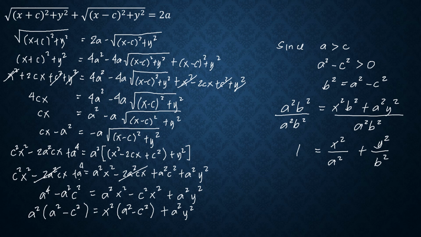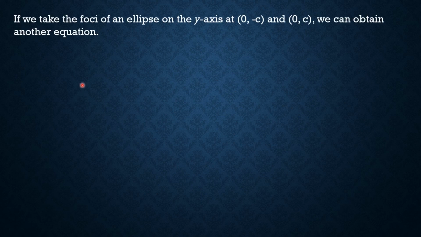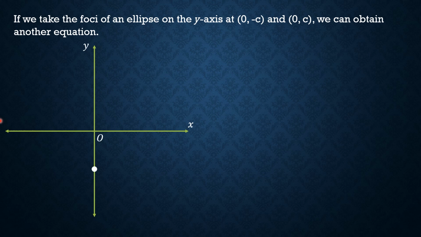Hence, for the ellipse with the foci on the x-axis, we have the equation x squared over a squared plus y squared over b squared equals 1. If we take the foci of an ellipse on the y-axis at points 0, negative c, and 0, c, we can obtain another equation. So let us have the rectangular coordinate system on the plane, and the 2 fixed points, F prime at 0, negative c, and F at 0, c, and then we have a point P on the same plane with coordinates x, y.